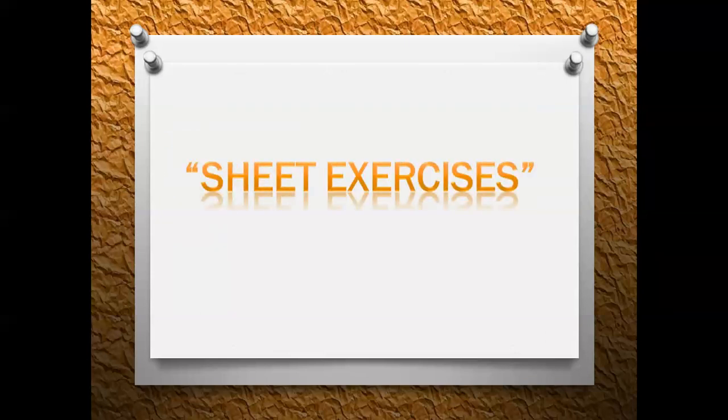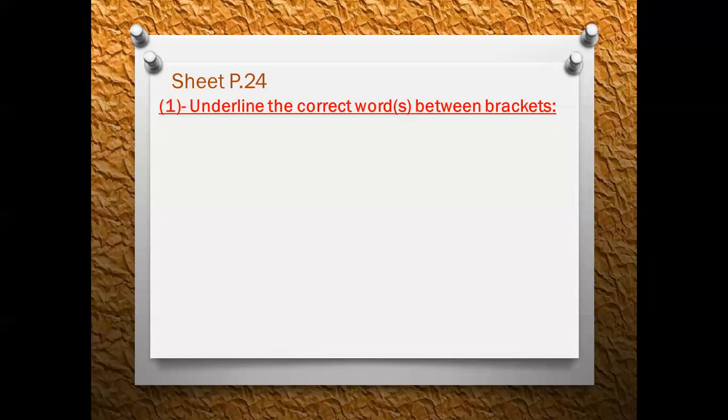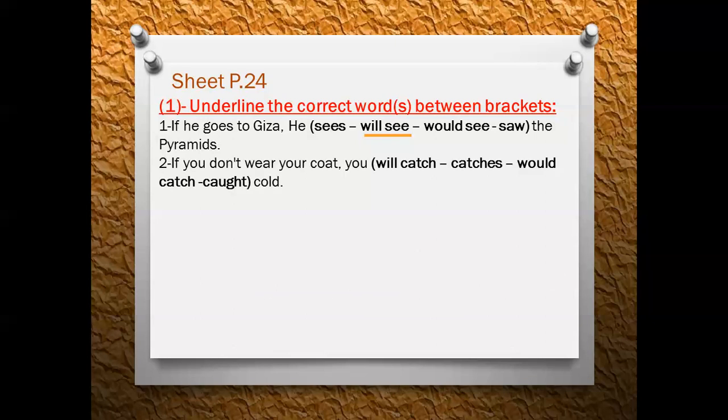Now let's move to our sheet, page 24. Number one, underline the correct word between brackets. Number one, if he goes to Giza, he sees, will see, would see, saw the pyramids. The right answer is will see. Number two, if you don't wear a coat, you will catch, catches, would catch, caught cold. The right answer is will catch.